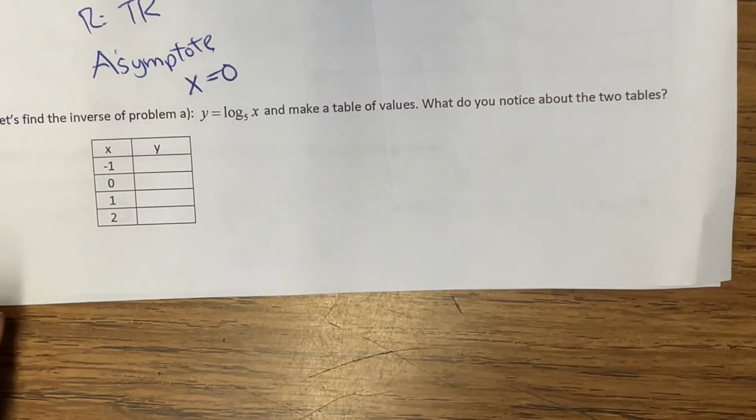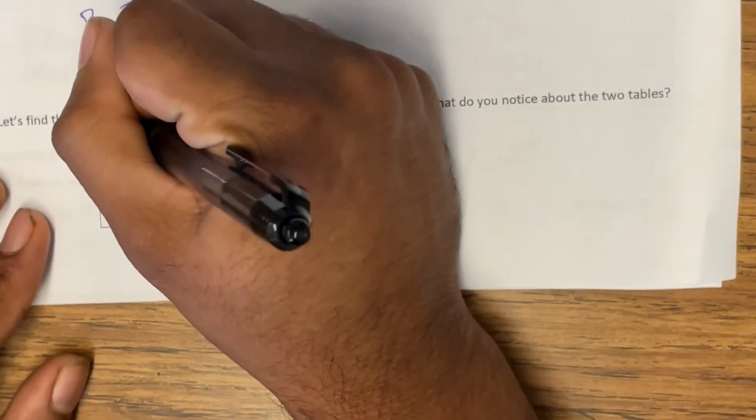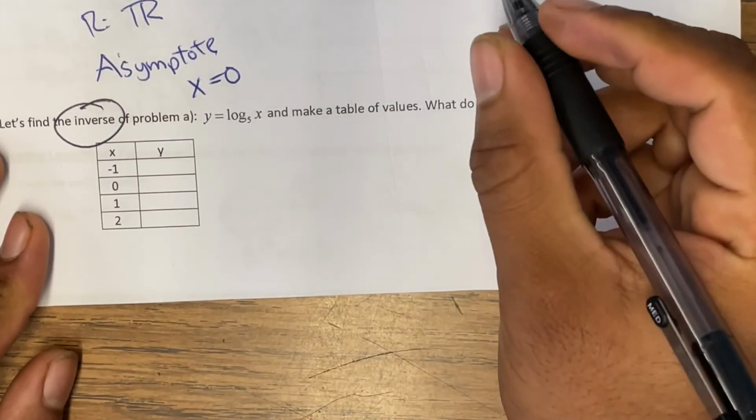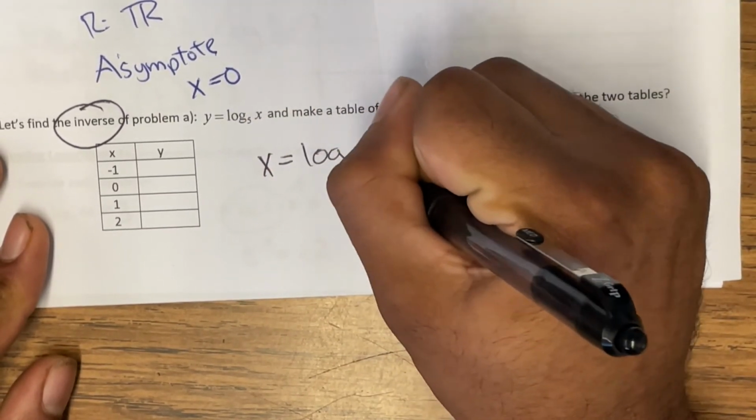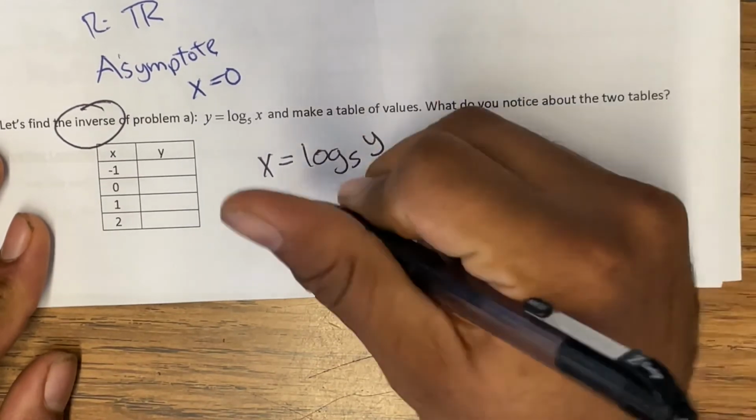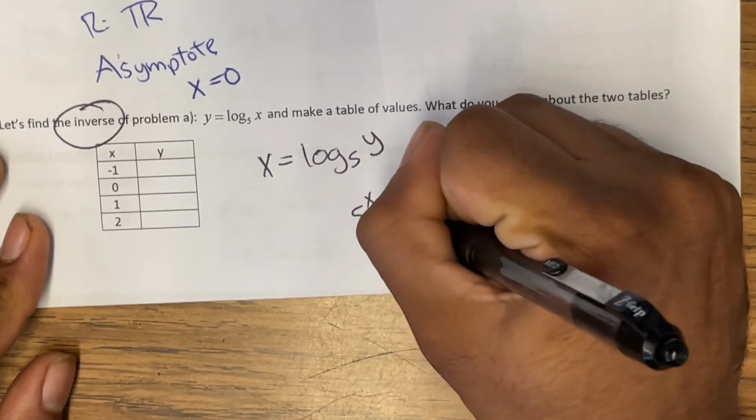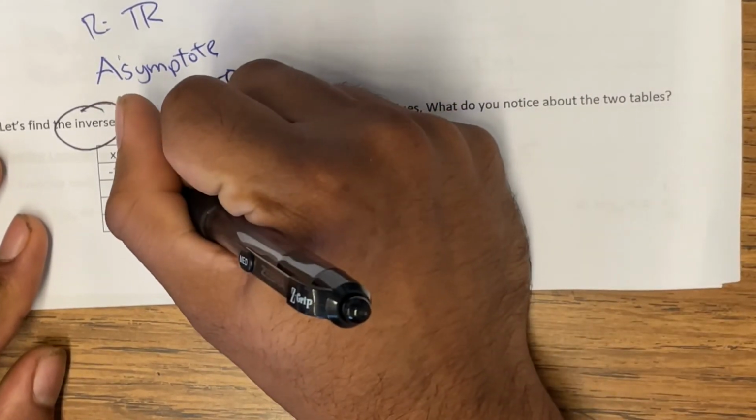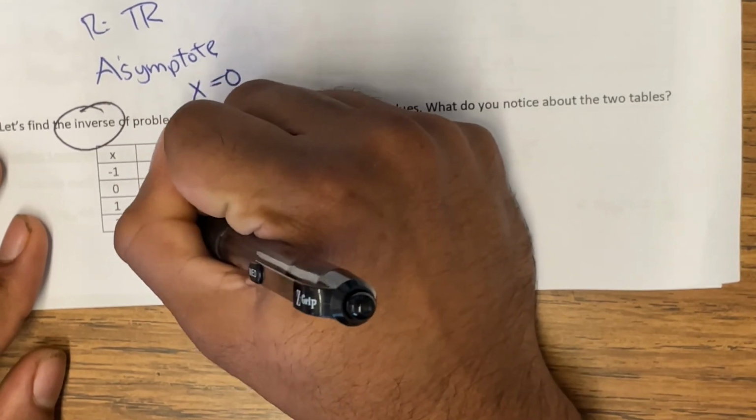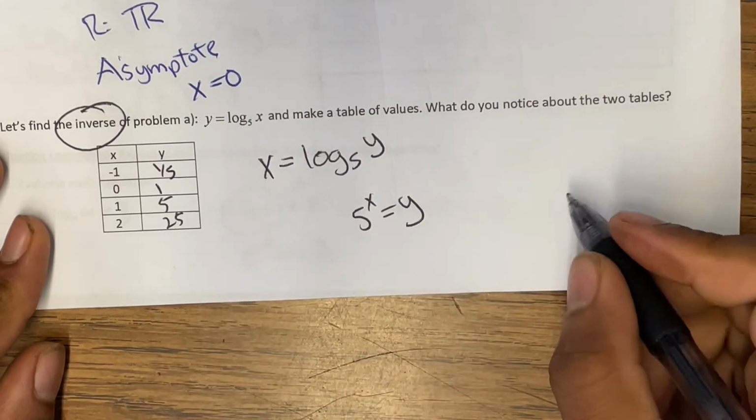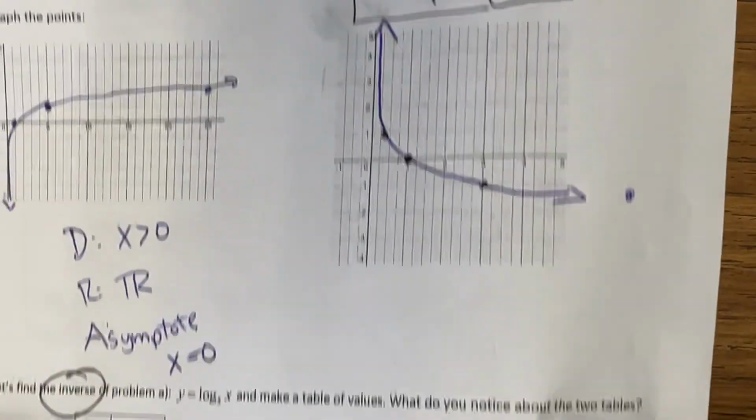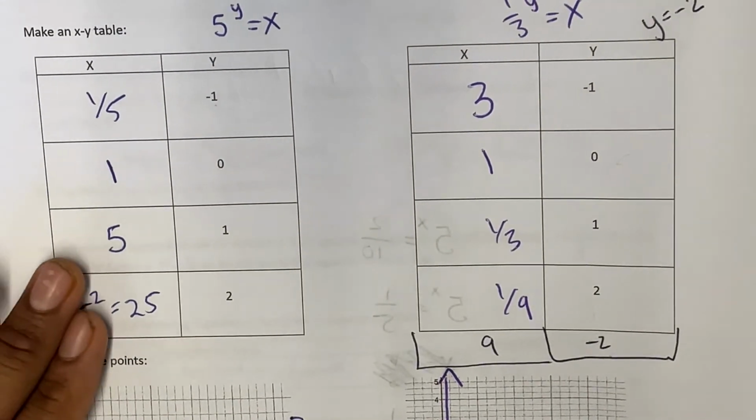They are inverses. So if we looked at an inverse like this one, it says find the inverse. So we want to find the xy switched, right? So if I did x equals log base, this is the inverse because I switched x and y. This would be 5 to the x equals y, which would be 1, 5, 25, and 1/5. And this is the exact opposite, the xy switched of our other table up here.